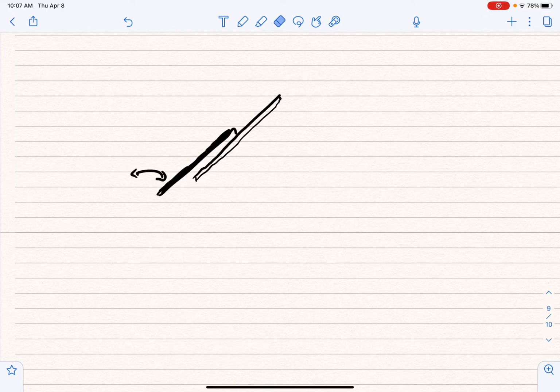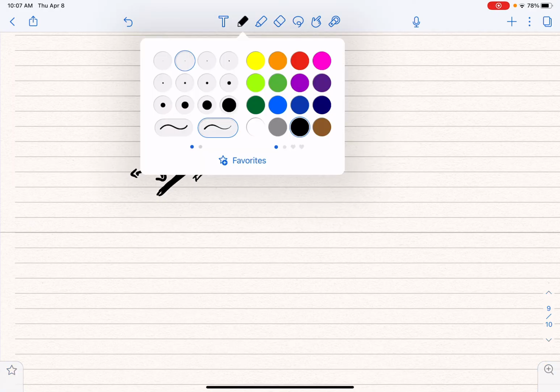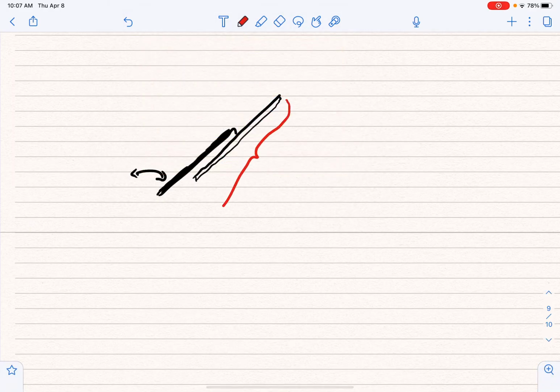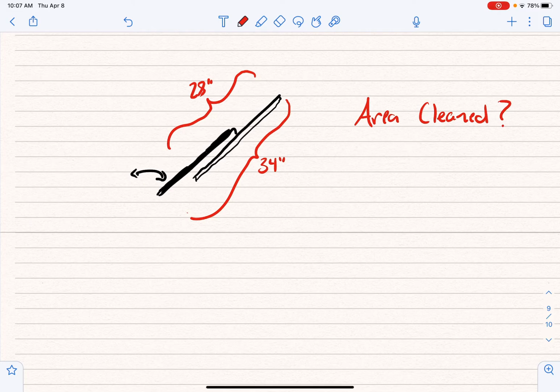Okay. And we're going to say that the windshield wiper cleans part of the windshield, and it's going to be kind of like this sector area thing. And so we'll say that the length of the entire thing all the way to here is, I don't know, something like 34 inches. However, the length of the blade itself is only 28 inches. And the question is, what is the area that's cleaned by this windshield wiper? Okay, what is the area that's cleaned? All right. Now, the one piece of information we don't have is, well, how big of an angle is this making? I'd say this thing's probably making like 120 degrees back and forth.